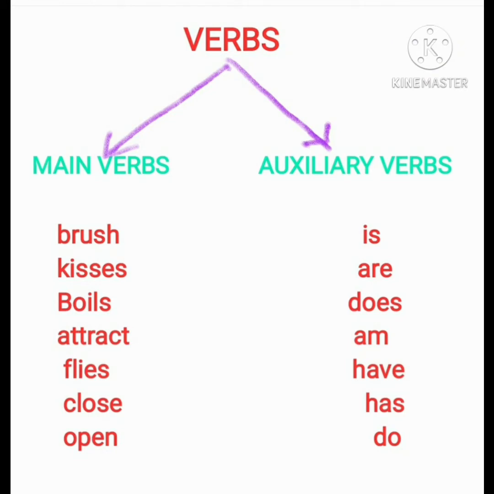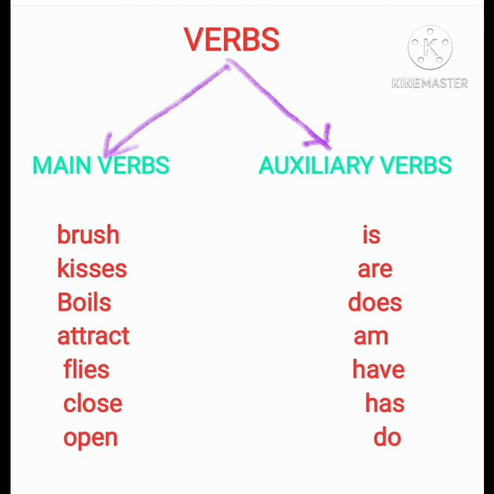Let's categorize these words under the two headings respectively. Children, the auxiliary verbs that can be used to express something in the present are is, are, am, have, has, do, and does. The action words appear under the heading main verbs.